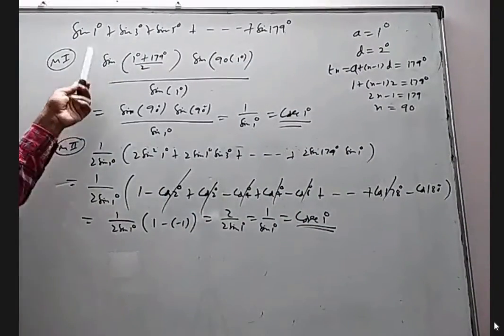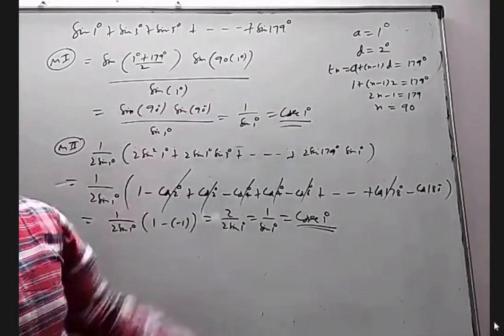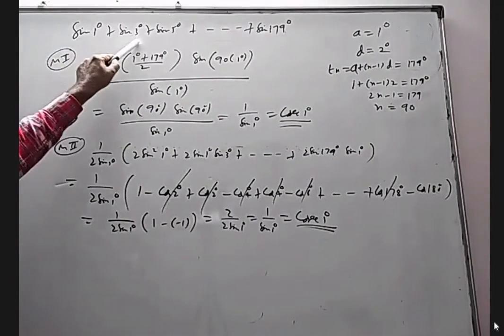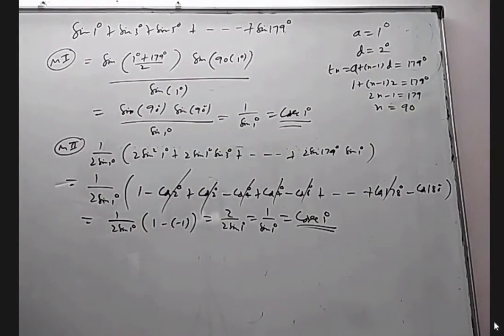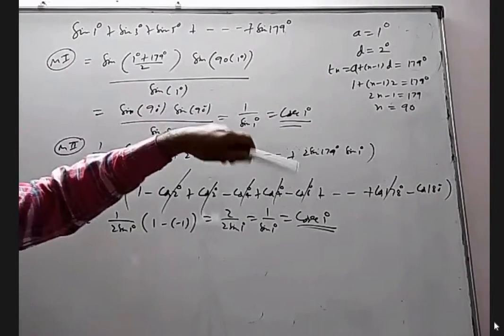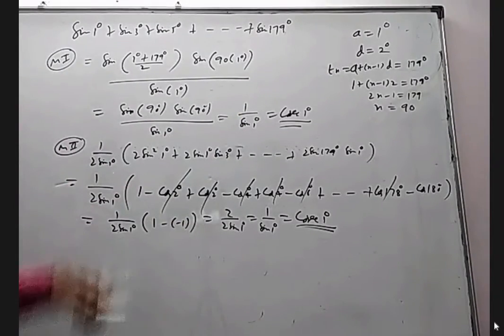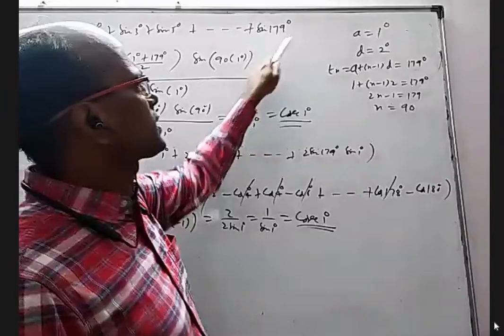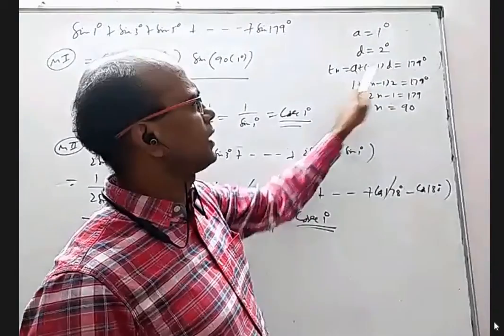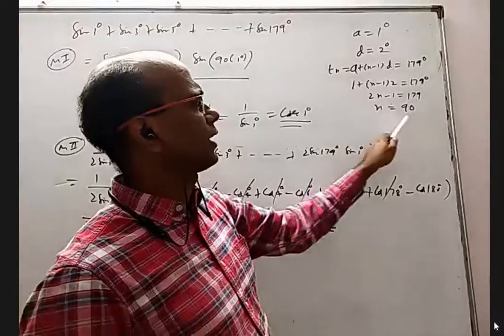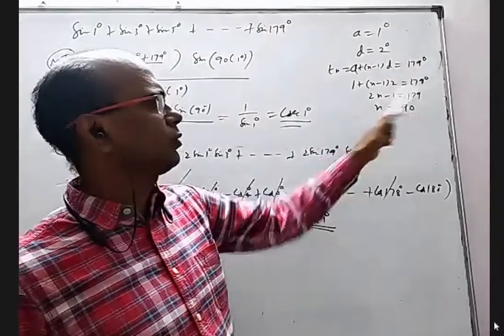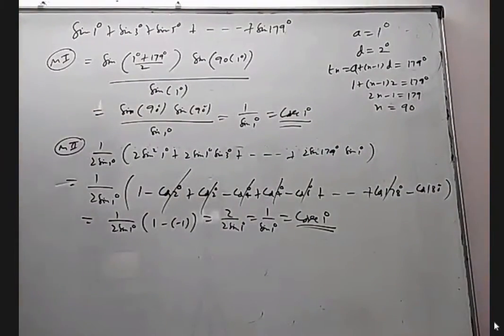Sine 1 degree plus sine 3 degrees plus sine 5 degrees, so on up to sine 179 degrees. All angles are in arithmetic progression with first term 1, common difference 2. I don't know how many terms there are. Of course, 1 to 180, both even and odd, are 180 terms. These are only odd, so it will be 90 terms. If not, the last term should be the nth term, and I know a and d in the arithmetic progression. Based on that, I'll get n value as 90. And we also know the nth odd number is generally 2n minus 1. Whatever it is, these are 90 terms with first term 1, common difference 2.